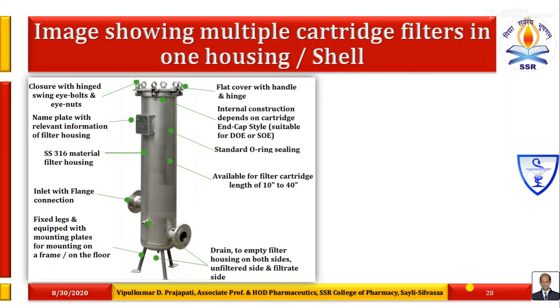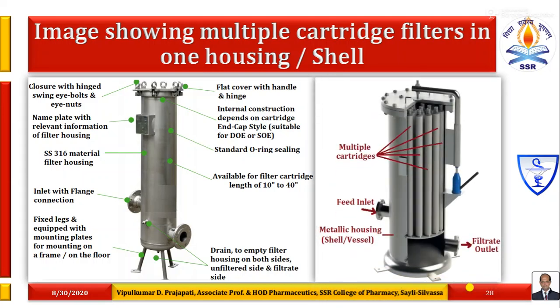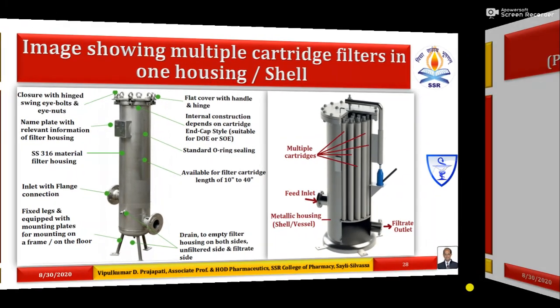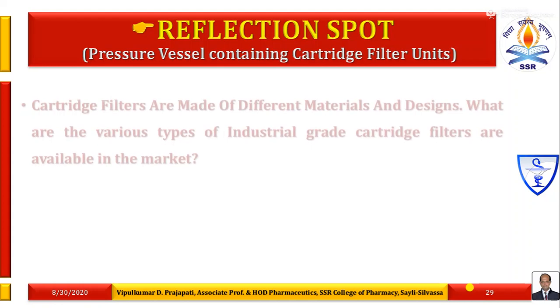This is another image showing the same multiple cartridge filters in one housing cell and the different parts available on it. This is the internal view of multiple cartridge fixed in the single house, that is cartridge house. Now there is a reflection spot.